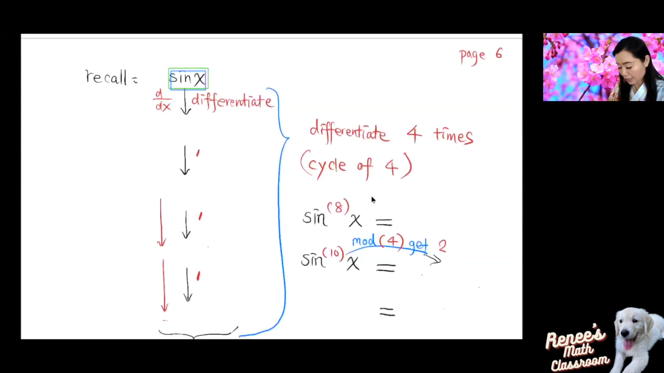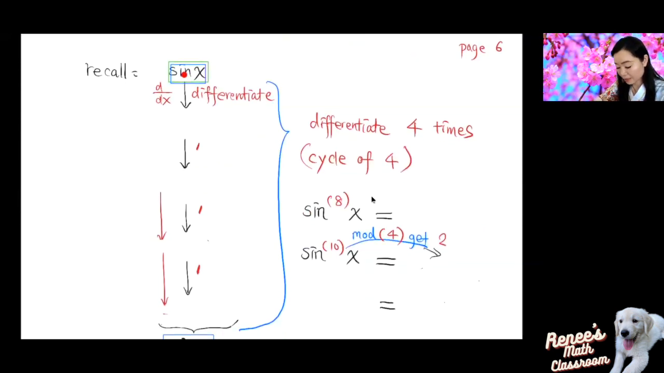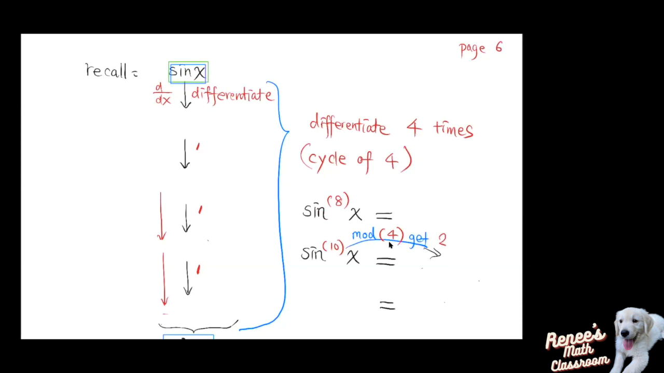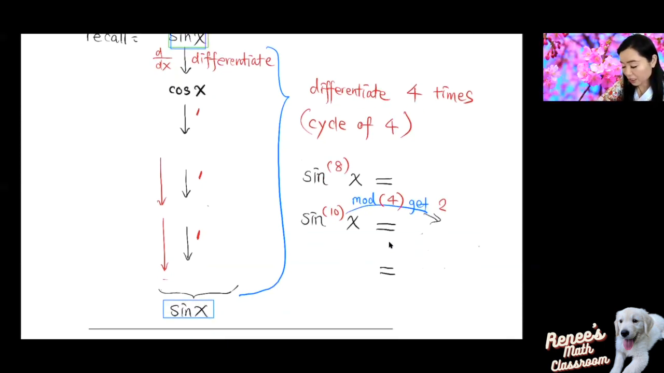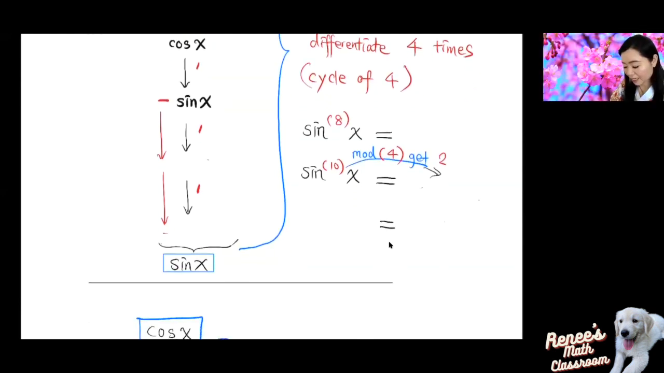Okay, now let's try to discover a pattern. What's the derivative of sine of x when you differentiate one time? Everyone? Cosine of x. Yes, cosine x. Now let's differentiate this one more time. What's the derivative of cosine x? Negative sine of x. Yeah, you got it, negative sine x.